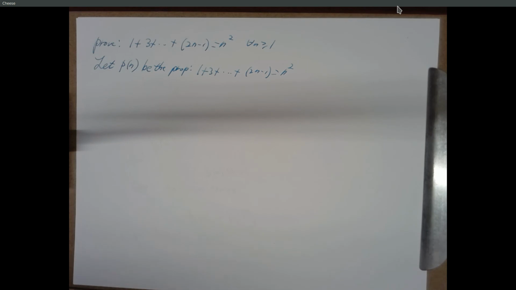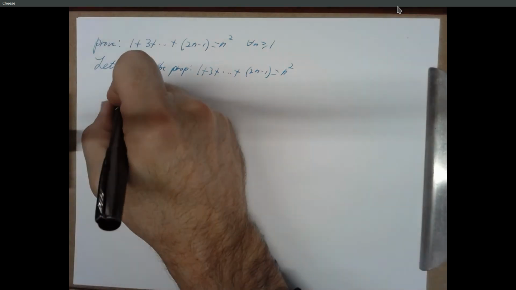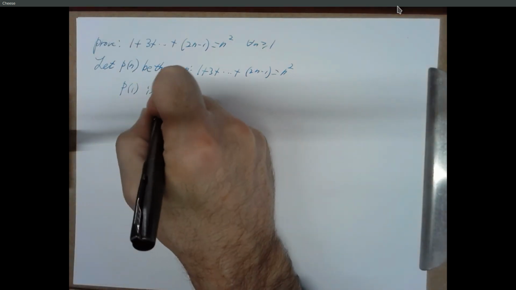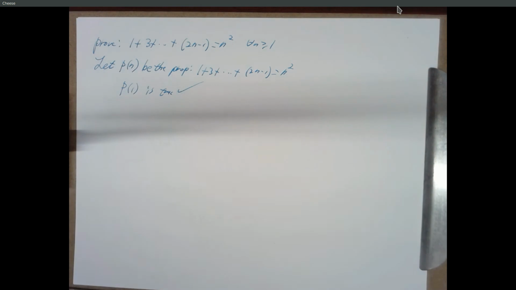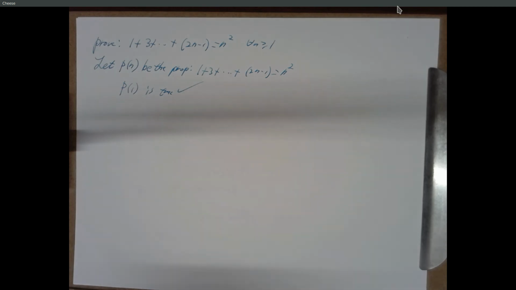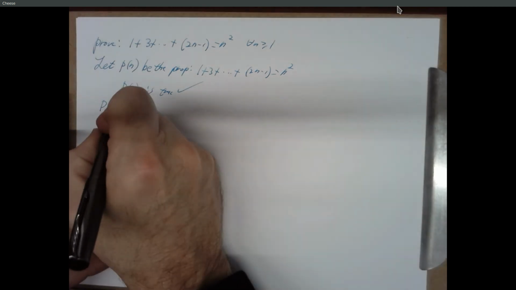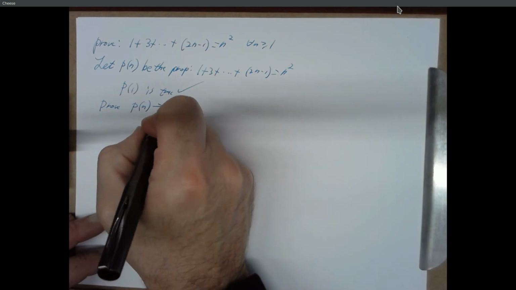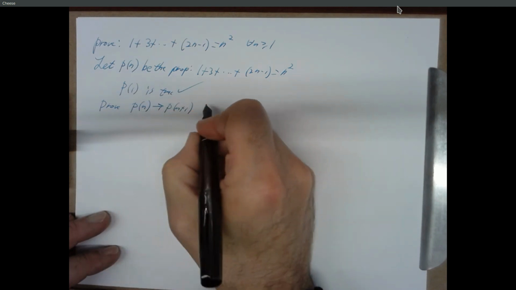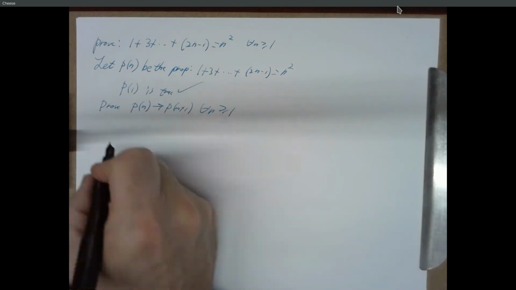P of 1 says that the sum of the first odd integer is 1 squared. P of 5 says the sum of the first 5 odd integers is equal to 5 squared. So P of 1 is true, because it says if you take one odd integer and add it, you get 1 squared, which is what 1 is. So prove P of n implies P of n plus 1 for all n bigger than or equal to 1.